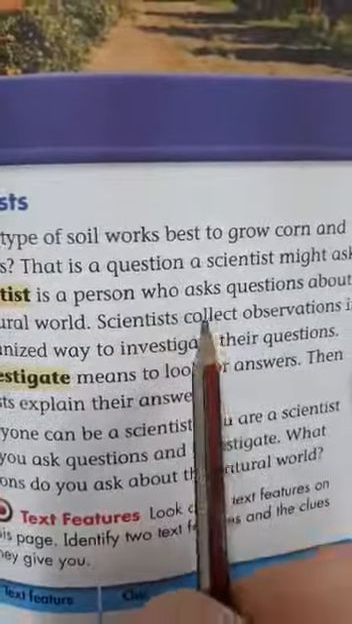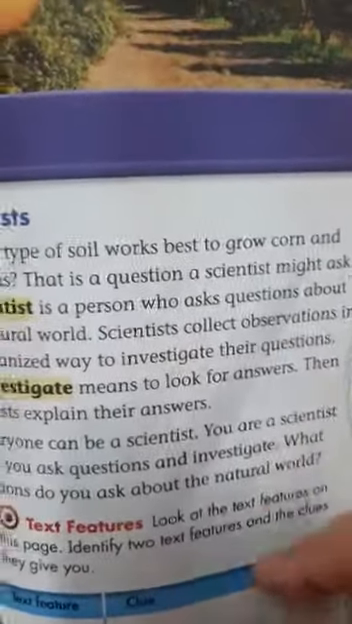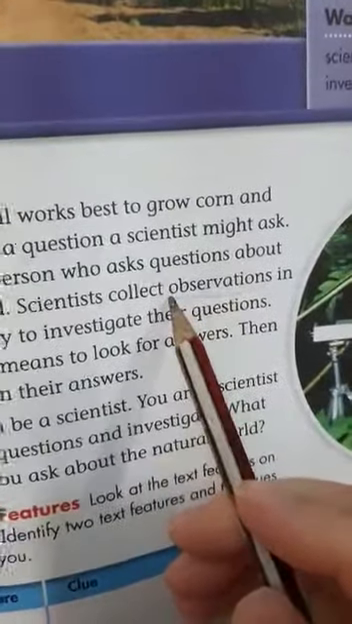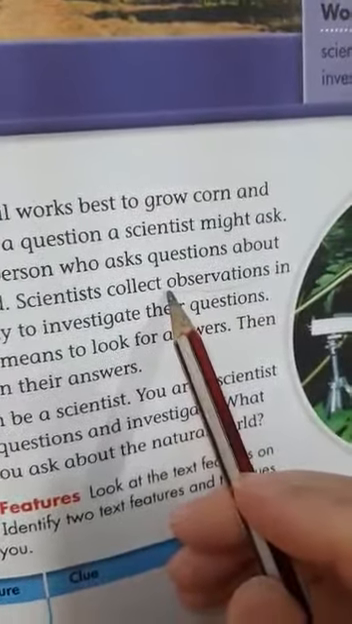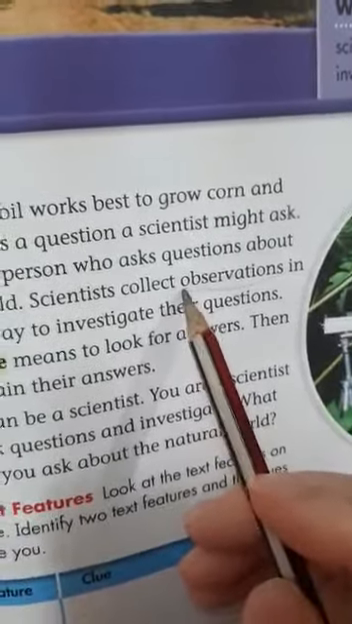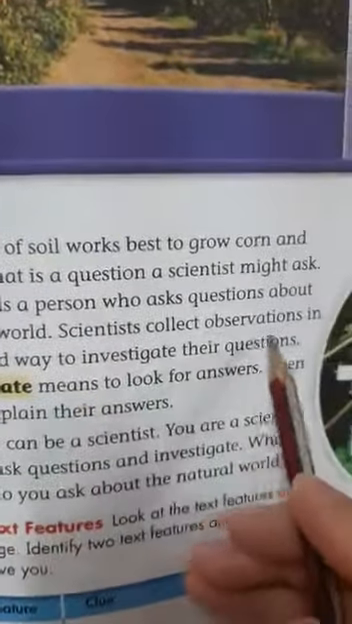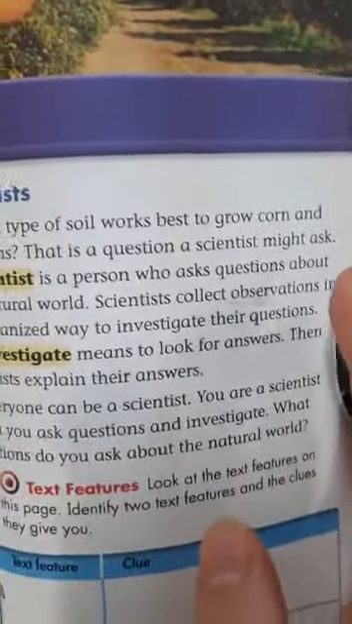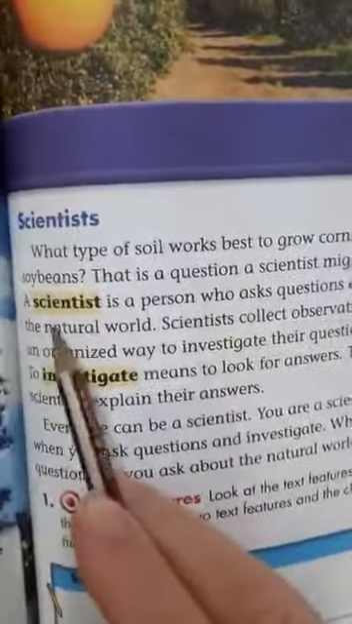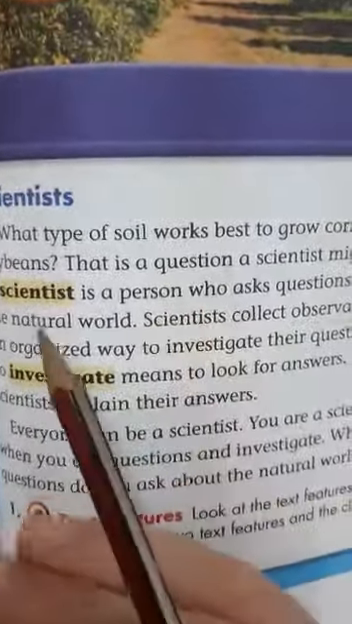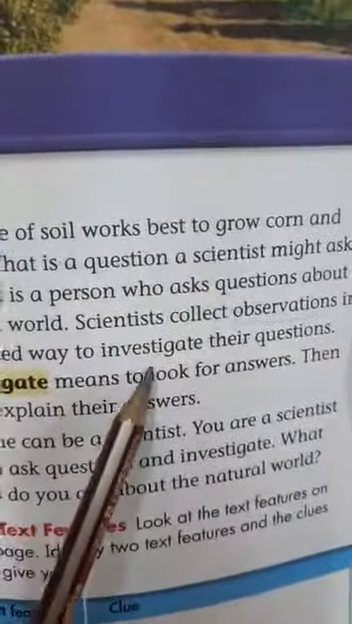Now, scientists collect observations. What's the meaning of observation? This word means notes, points, information, data about everything around us in an organized way to investigate their questions. In which way? In a random, bad way, not arranged? No, they should be in an organized way, an arranged way, in good order to investigate.